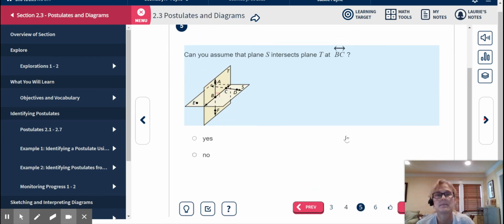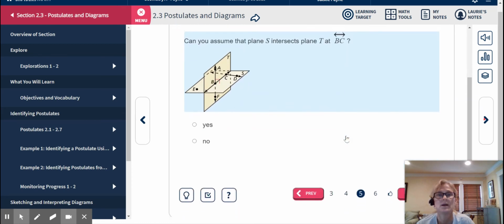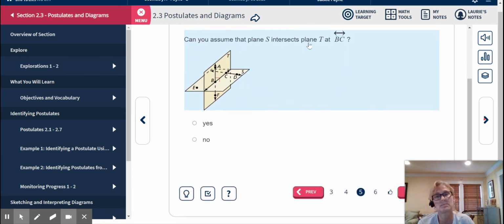Number 5, can you assume that plane S intersects plane T at BC? So T is going up and down, S is going sideways. So where is BC? BC is here. Is that where they intersect? Yeah, that's where they intersect. Okay, and last example.